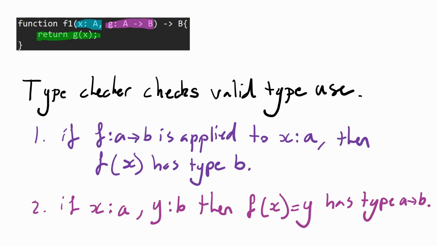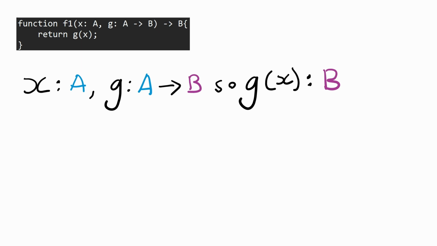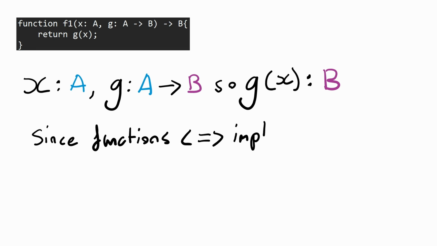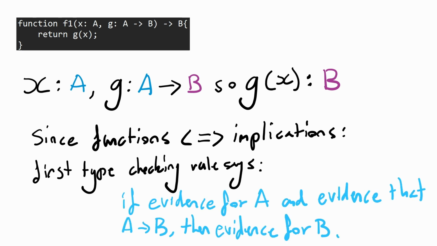Since x is of type A and g is from A to B, g can accept A as an input, and the result of evaluation is of type B. So the type signatures check out and the program is valid. Note, however, that we have already identified that functions between types are equivalent to implications, and so the first rule says that if A implies B, and we have evidence of A, then we have evidence of B. This is exactly the inference rule modus ponens.